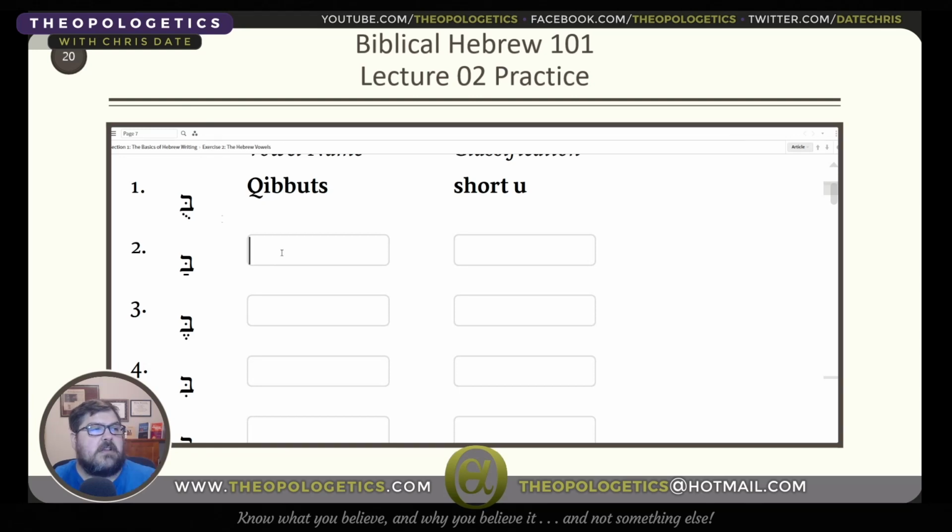Okay, so number 2, the horizontal line. I'm going to try to go a little bit more quickly. If you want to try and figure these out yourself, just pause before I give the answer. We're already at almost an hour, and I don't want to take too much longer. This horizontal line under a consonant is a pathach, and it's the short A.